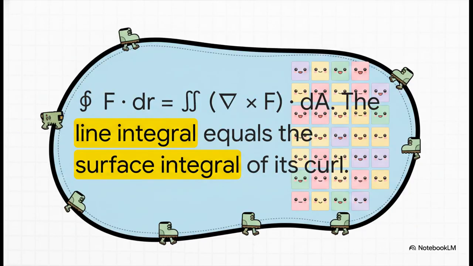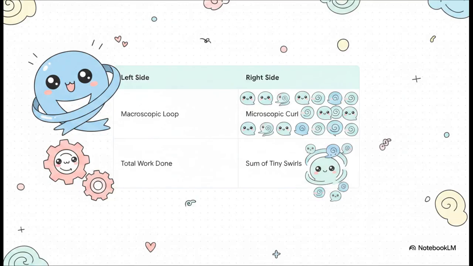Here we have the theorem itself. The line integral around a closed loop on the left equals the double surface integral of the curl on the right. I know, it sounds like a mouthful of calculus, but think about what it's actually doing. It directly links the outside boundary of a shape, the loop you're walking, straight to the area inside it. Let's break this down a bit more.